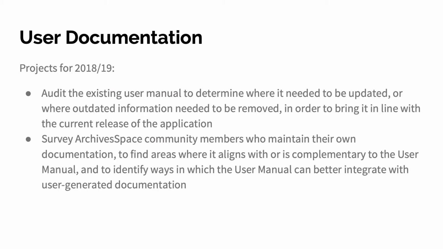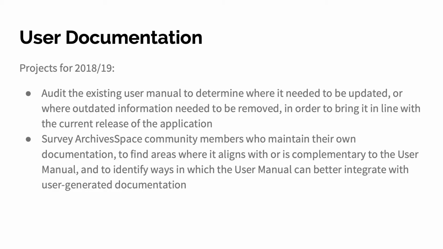We had a couple main projects for this year. The first one was to work on auditing the existing user manual to determine where it needed to be updated, areas where it had gotten kind of out of sync with the release schedule, and whether there were features that existed in 2.6 that hadn't yet been documented in the user manual, looking for things like broken screenshots, out-of-date language, stuff like that. Reviewing that documentation for each of the different modules and sending those updates to Jessica to get included in the user documentation.